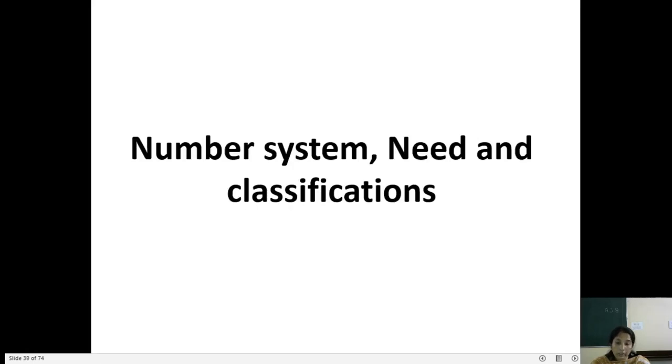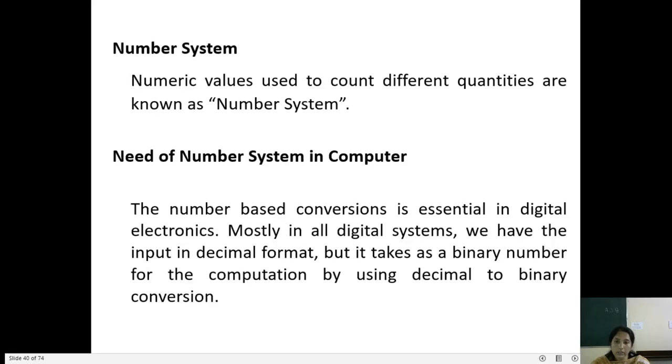And we are coming to the end of this concept, where there is the number system and the need and classification of the number system. Let's understand why we are studying the number system. Because our computer, as I told you in the classification, is a digital computer with digital language, so machine level language. It totally understands the binary concept, that is zeros and ones.